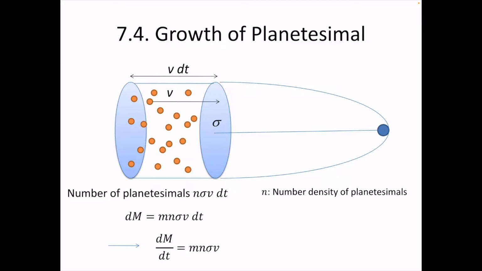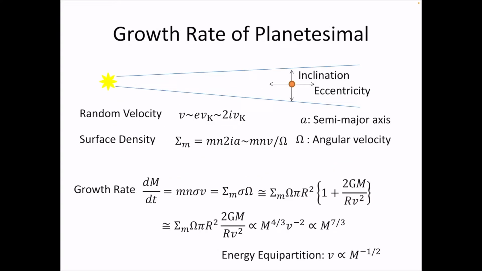If you divide both sides by dt, dM/dt equals m n sigma v. This is the growth rate of a target planetesimal. We find the growth rate of a planetesimal.